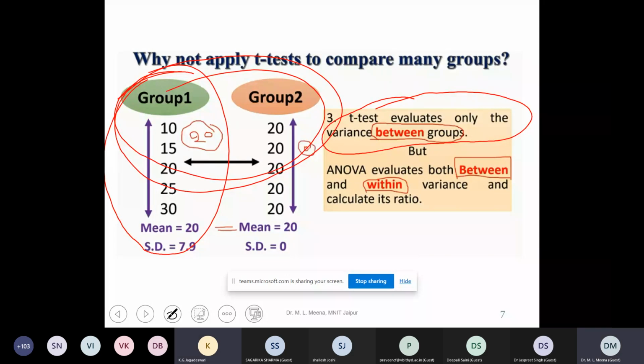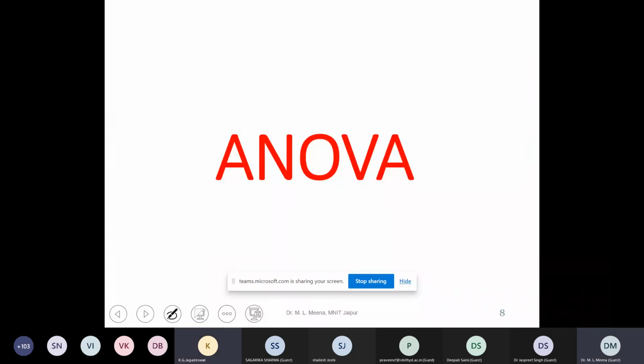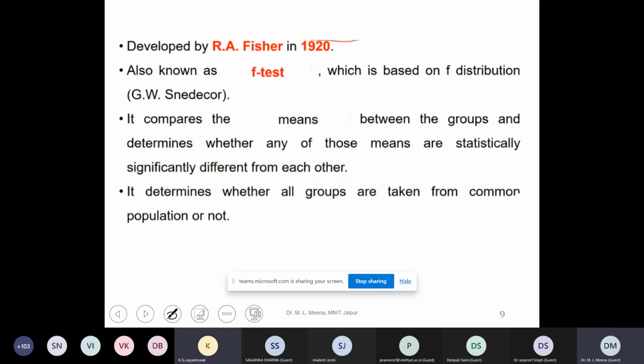So now let us start the ANOVA slide. It is a key statistical test in research fields including biological and psychological, and is very useful for analyzing any data sets. Now slide number 9 is visible. Yes, sir. Okay.